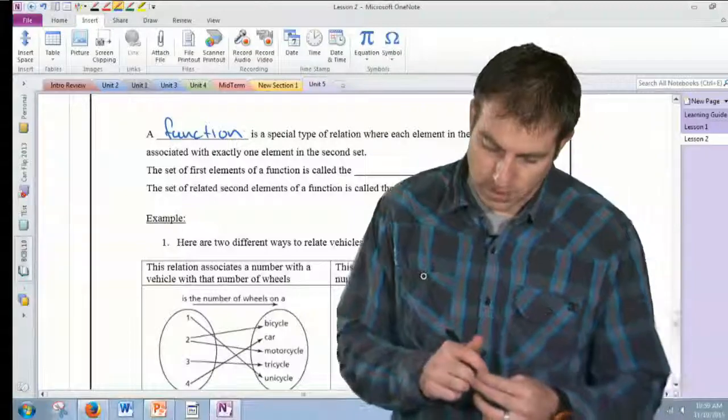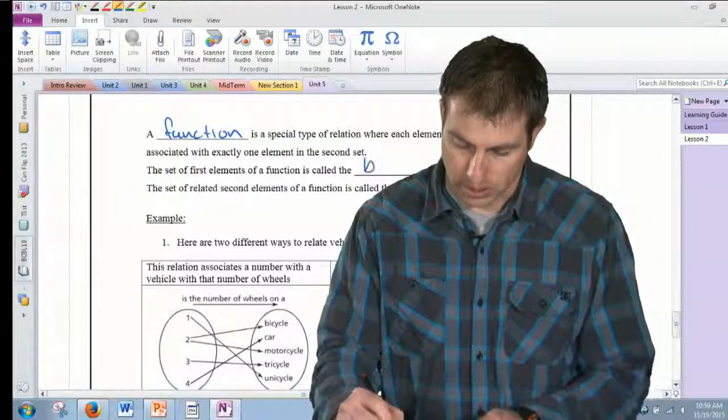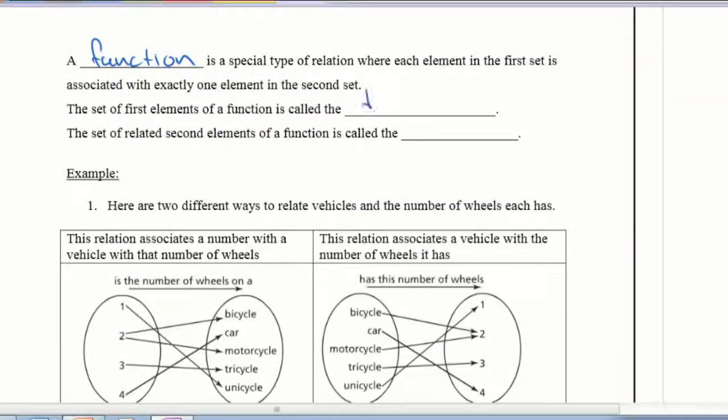When we talk about the set of first elements, it's called the domain. And the set of second elements is called the range. So we have domain and range. Now you've seen these words pop up now and again.